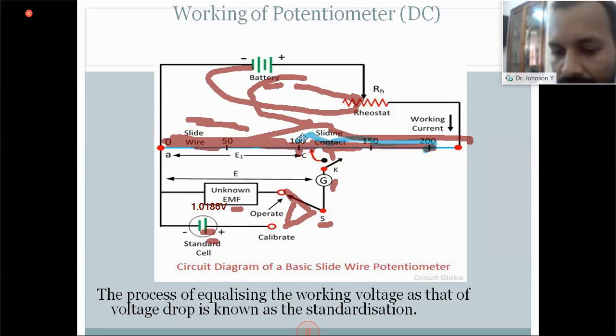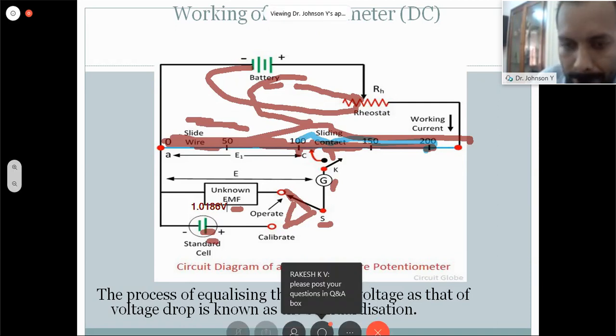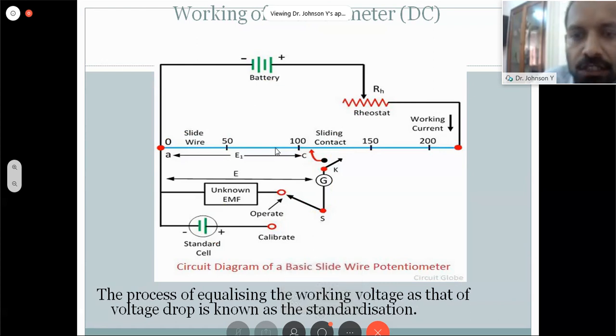So I think it is clear to the audience. So this is actually a basic slide wire potentiometer. And then we move to some earlier slides in the introductory part. It's actually the characteristics of this potentiometer.